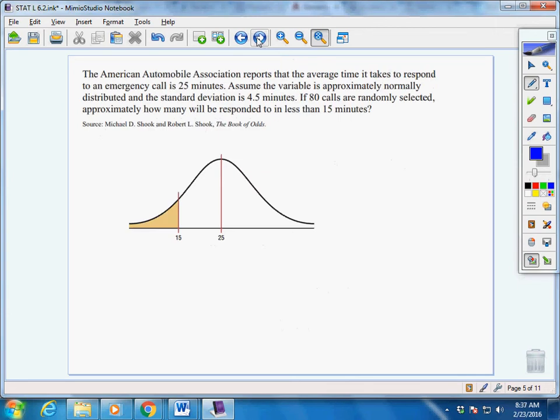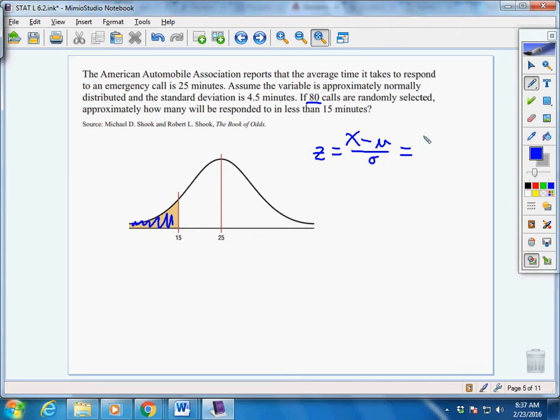The American Automotive Association reports an average time it takes to respond to an emergency call is 25 minutes, and we're going to assume that it's approximately normally distributed. The standard deviation is 4.5 minutes. If 80 calls, going to come back to that, are selected at random, how many are responded to in less than 15 minutes? So just like we've been doing in all the other examples, we have our curve here. We see that we want less than 15 minutes, so we just need to find the area up to 15. But we always start by finding our z-score, our z-value.